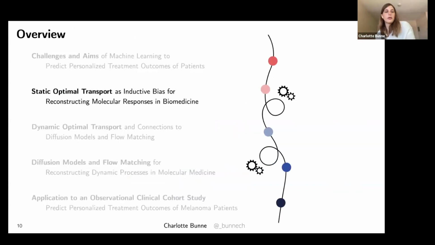So how do we do this? I'm going to basically introduce a first class now of models that use optimal transport as an inductive bias, and that allows us to reconstruct those molecular responses of single cells to a treatment or whatever type of perturbation you're studying.